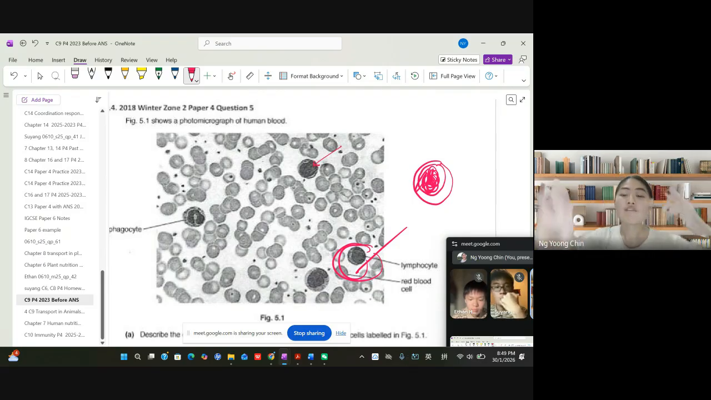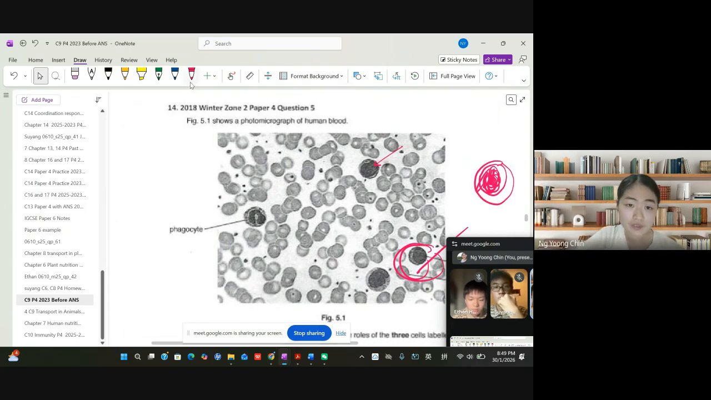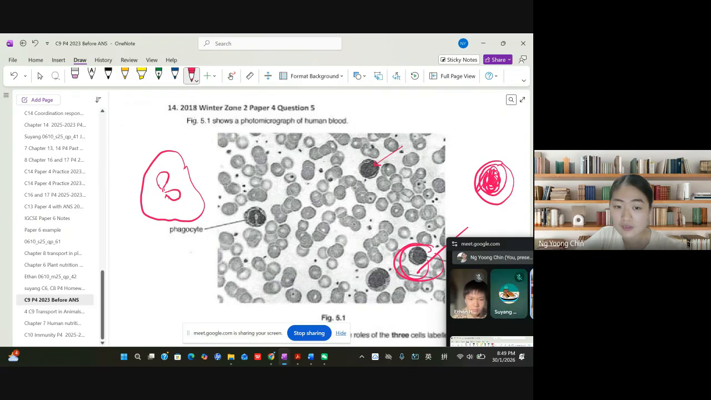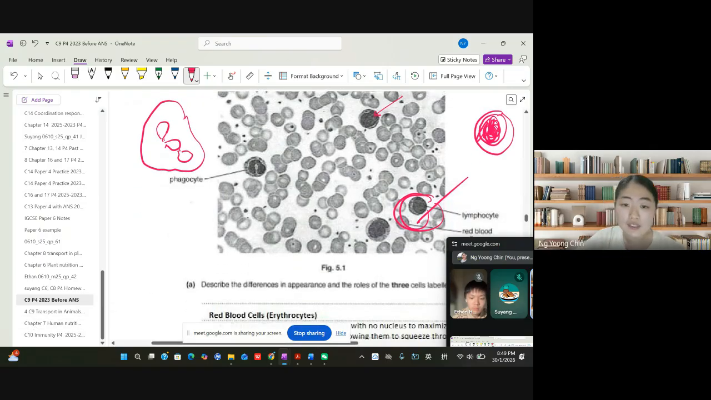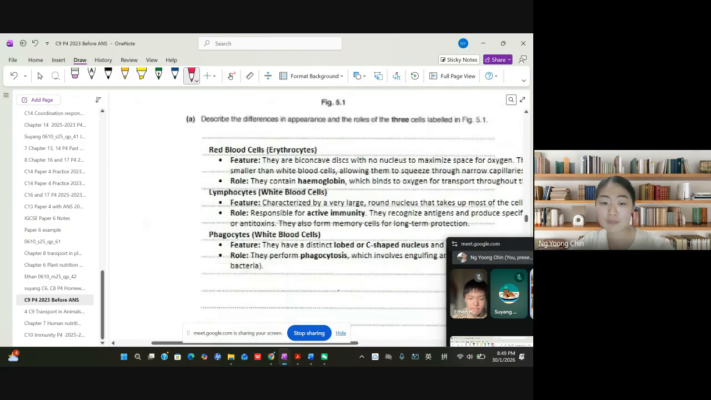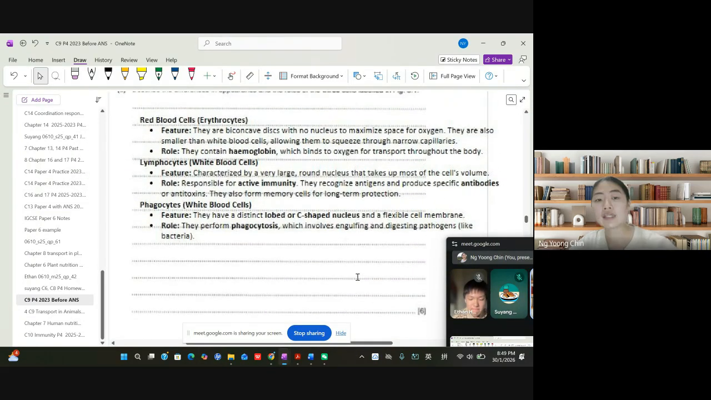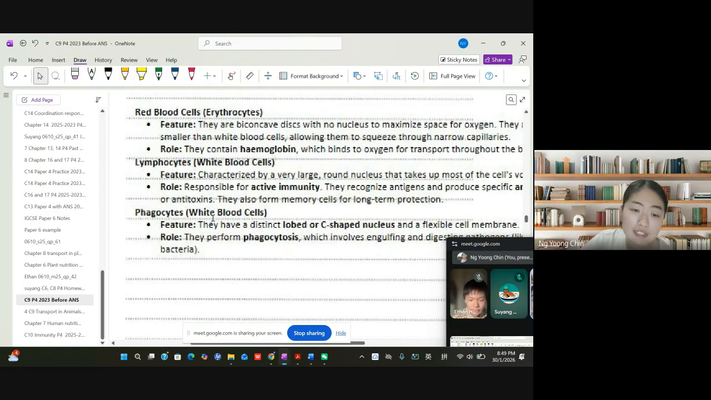How about phagocyte? Phagocyte will be a bit larger, just like this. And usually phagocytes have a long nucleus. See, this is a phagocyte. Okay, they are just like a U shape. For the lymphocyte, the nucleus is just round. Okay, so this one you can read by yourself. For this one, lymphocyte and phagocyte, right?